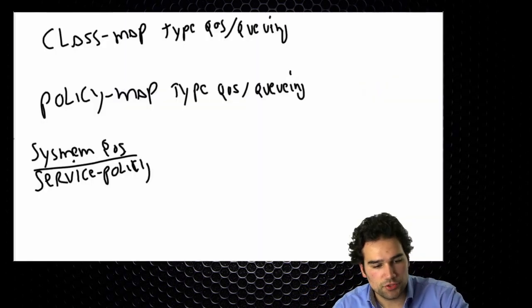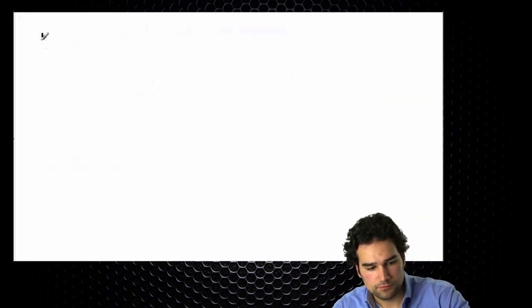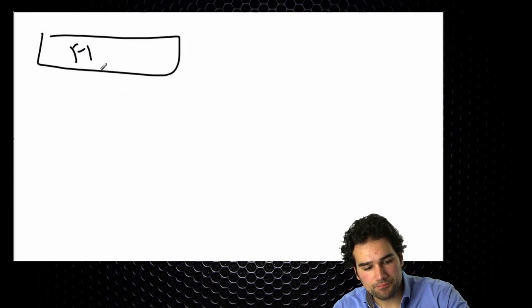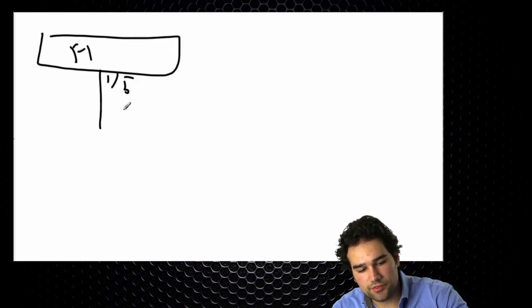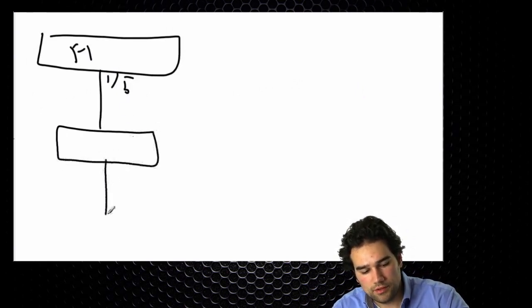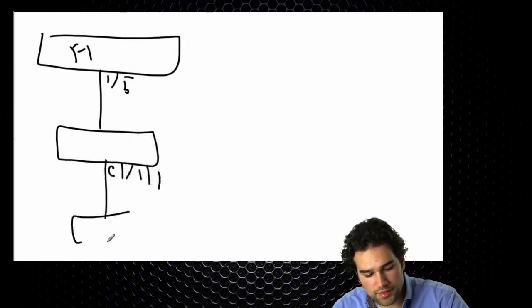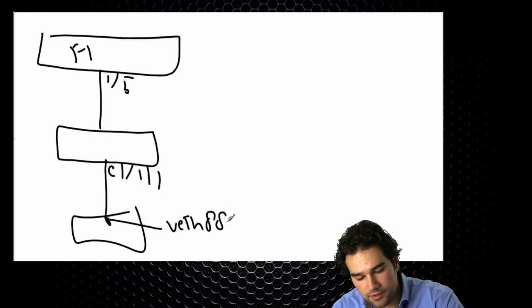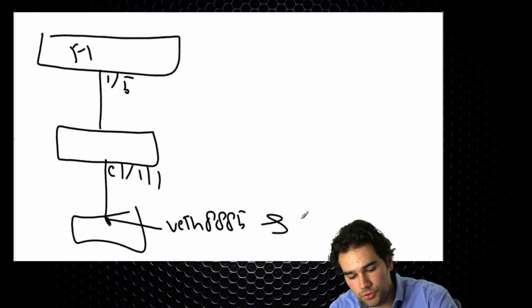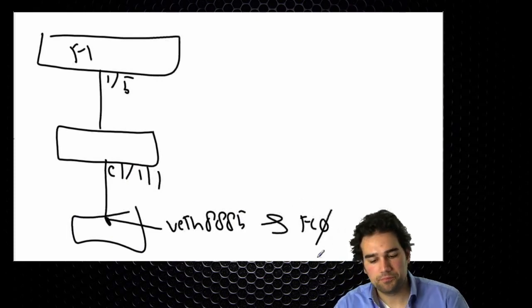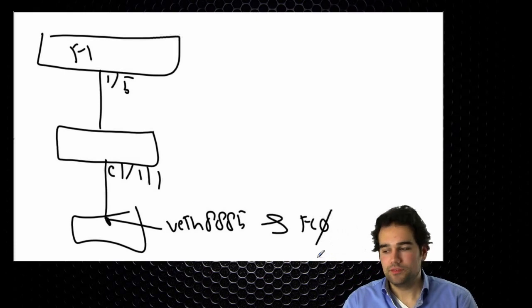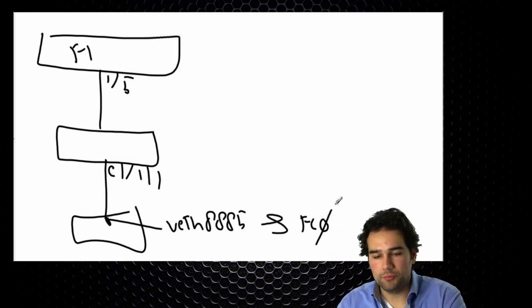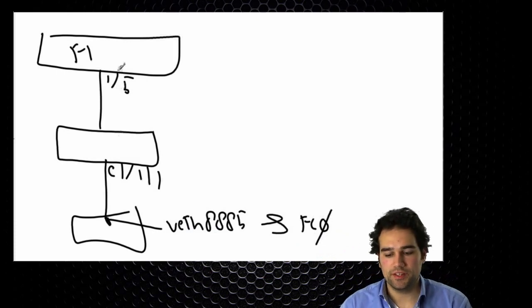So if we translate that to a short drawing, we have the FI. This is link 1/5 going down to the FEX. Here it is 1/1/1. And that translates into the blade on virtual Ethernet 8885. That translates into FC0. That is how I run all the way back from what I configure in the manager all the way up to a physical interface.